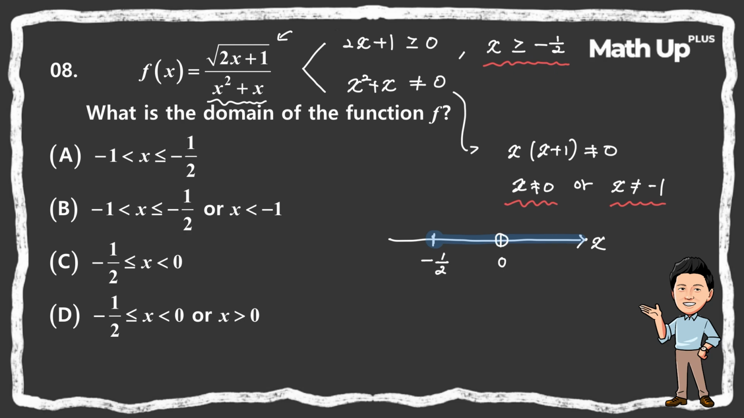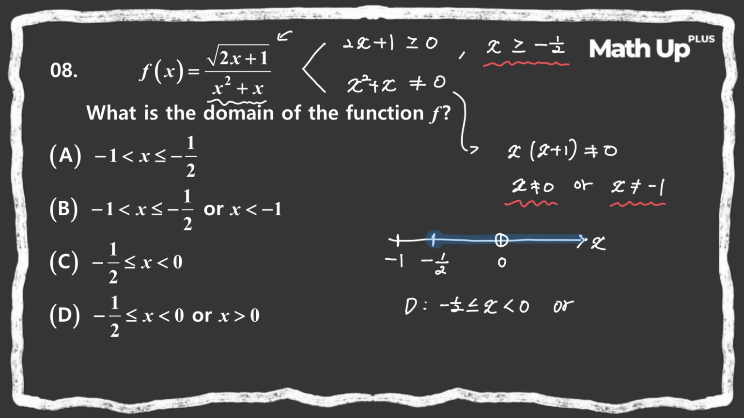We don't have to worry about x is equal to negative 1 because this value is outside of the solution region, right? Negative 1 is right here. Therefore, our domain is x is from negative 1/2 to 0, but 0 must be excluded, or x is greater than 0, right? So the answer is D.